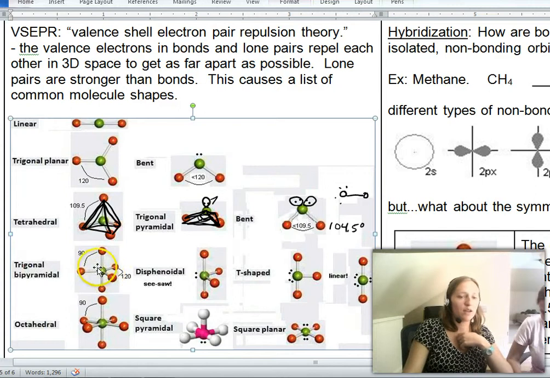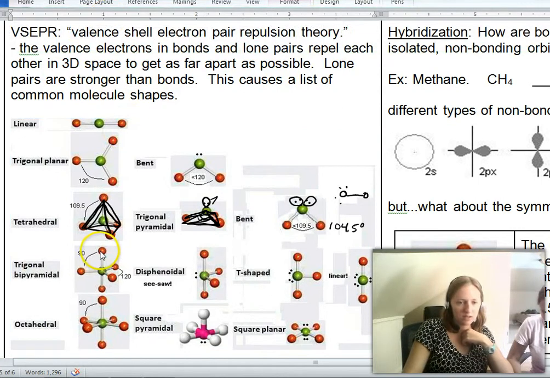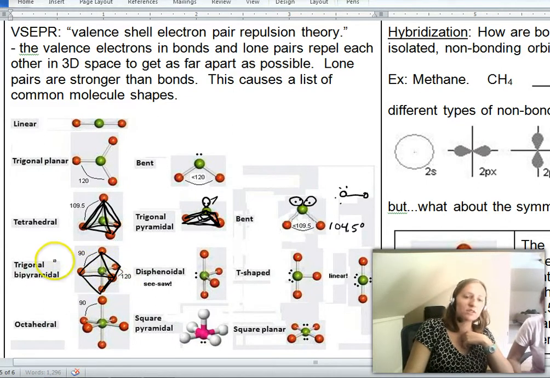And so that's, I love the name for this one. This one is, hey, look, here, give me my pen back. This one is, all right, you've got that trigonal pyramid thing going on, but you've also got one on the bottom. Dude. So there's two triangular pyramids. And so this is called trigonal bipyramidal.